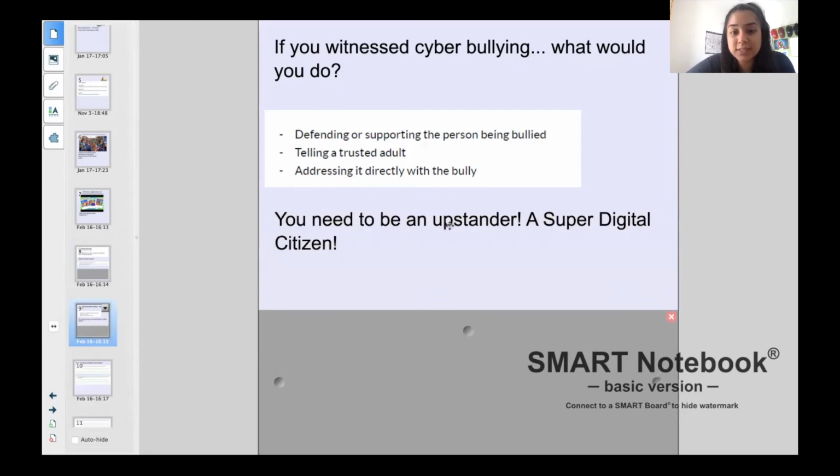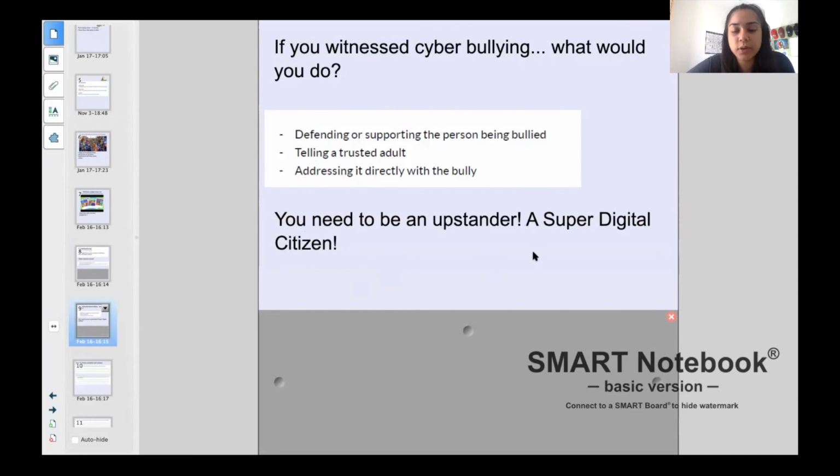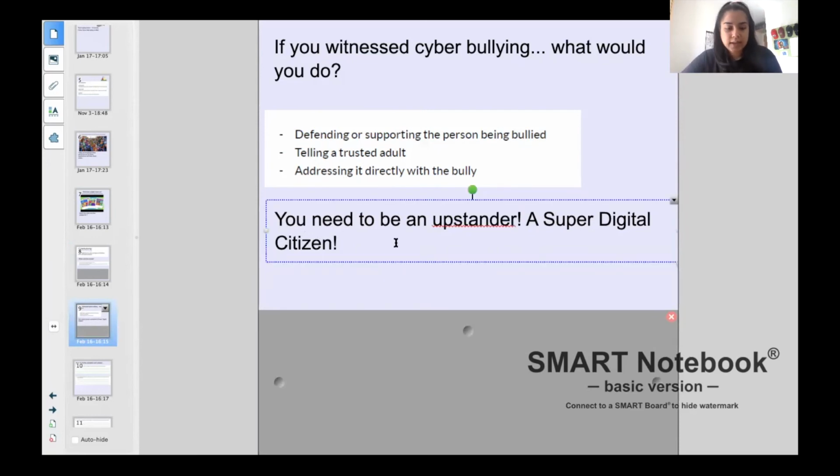So you need to be an upstander. This is one of our key words. You need to stand up to the bullies and be a super digital citizen. So we're going to abbreviate this to SDC in the next few slides.